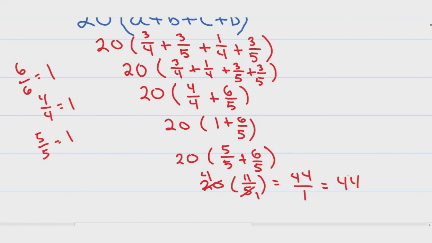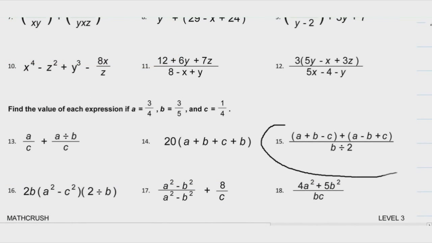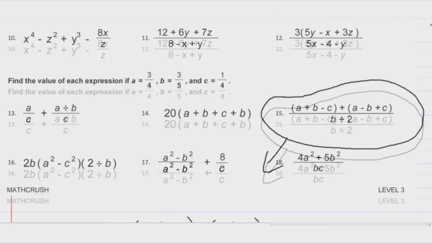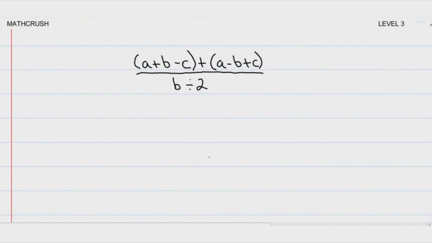Let's take a look at problem 15. I wrote it down below to give us more space, so hopefully it'll be a little neater. And here it is right here. We have (a plus b minus c) plus (a minus b plus c), divided by b, divided by 2. Let's separate this problem into pieces so we can better see how we're going to solve this.